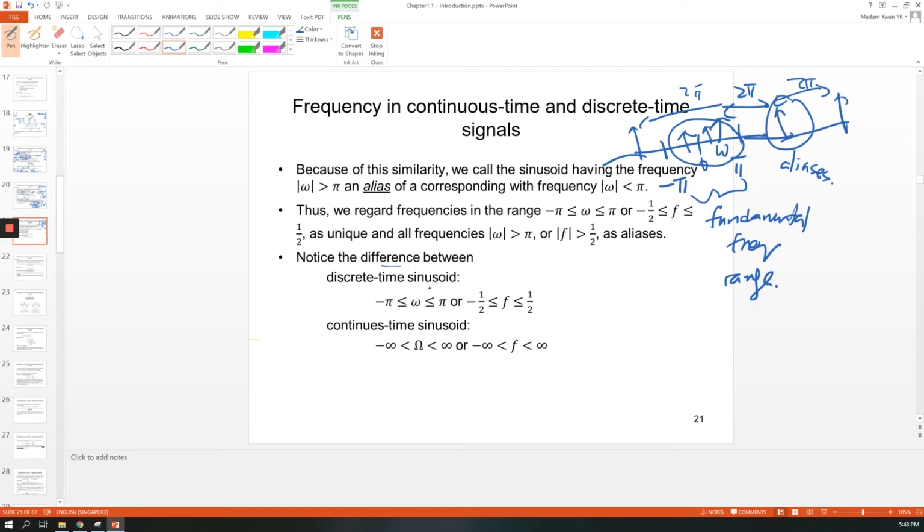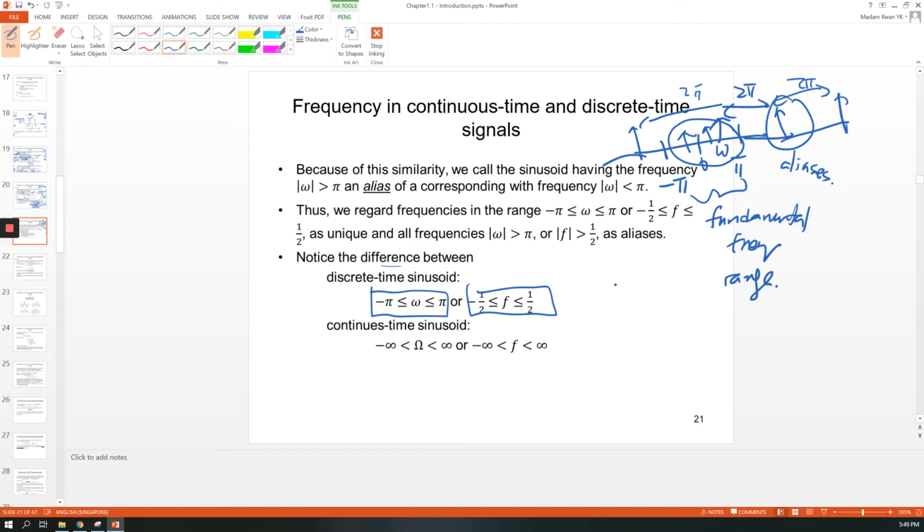So notice the difference for discrete time sinusoids: we restrict our frequency to between minus pi to pi, or minus half to half. We use minus pi to pi because normally the signals we work on are symmetric around 0, so it is convenient to use this range of frequency. You might ask, from minus pi to pi, the length of this spectrum is 2 pi.